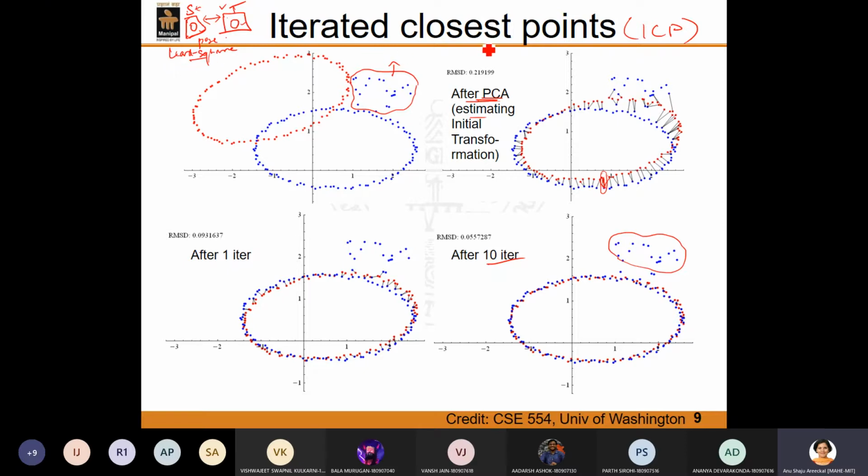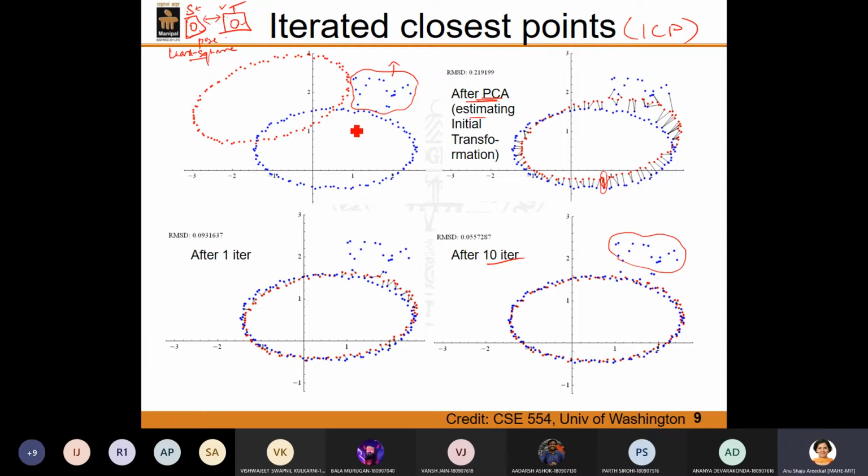Okay, and in the iterated closest points, let us assume that the red dots are the source set, and the blue dots here are the target set. What we see here is that there are blue points in T which do not actually belong to the actual model distribution. That means there could be outliers present in the target set that we are considering, right?